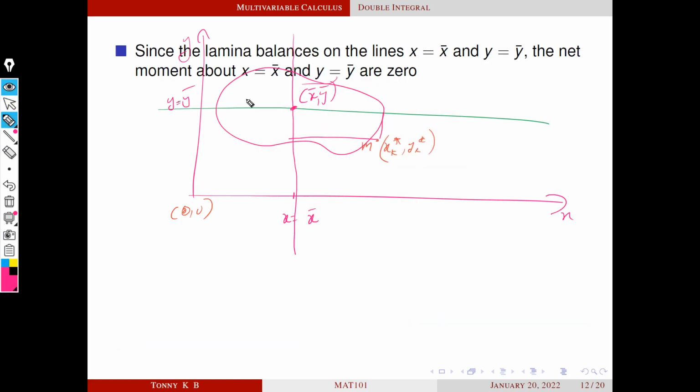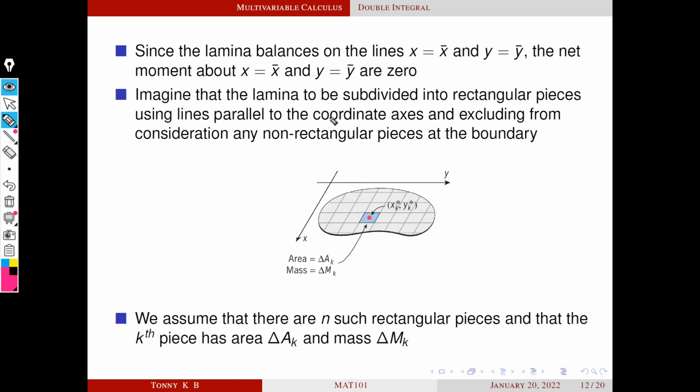Okay, we know that the lamina balances on the lines x equal to x bar and y equal to y bar, because these two lines contain the center of gravity (x bar, y bar). So net moment about x equal to x bar and y equal to y bar, both are 0. Okay, so next we have to find this net moment. We use the same technique as in our double integration.